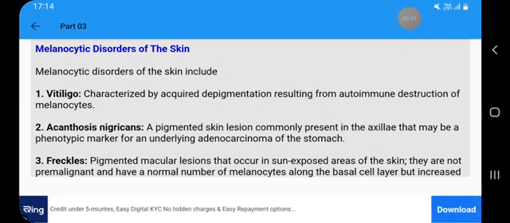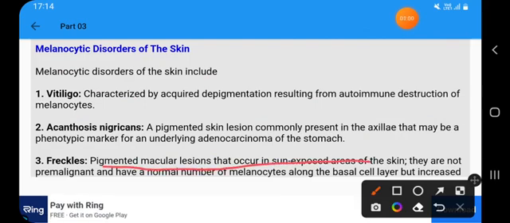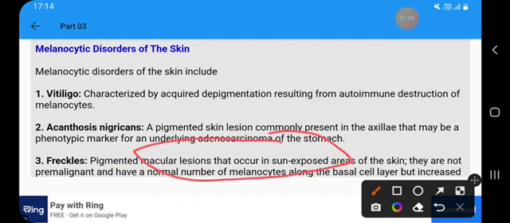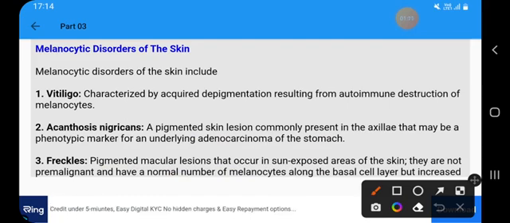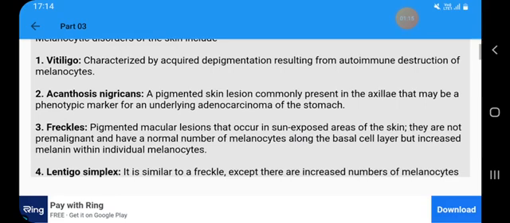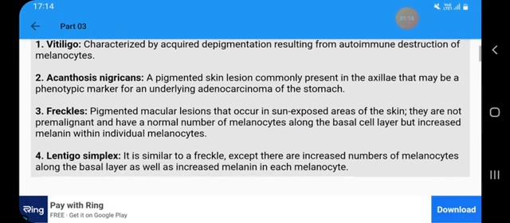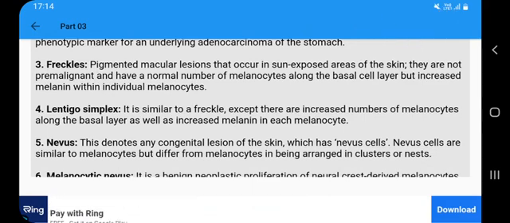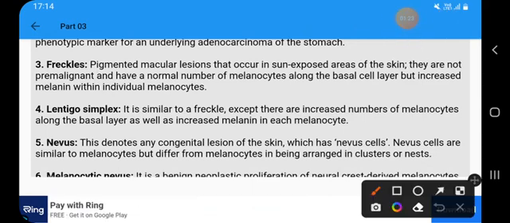Then there are freckles. Freckles are pigmented macular lesions that occur in sun-exposed areas of the skin. They are not pre-malignant and have a normal number of melanocytes along the basal cell layer, but increased melanin. The number of melanocytes is normal, but the melanin is increased within the individual melanocyte.